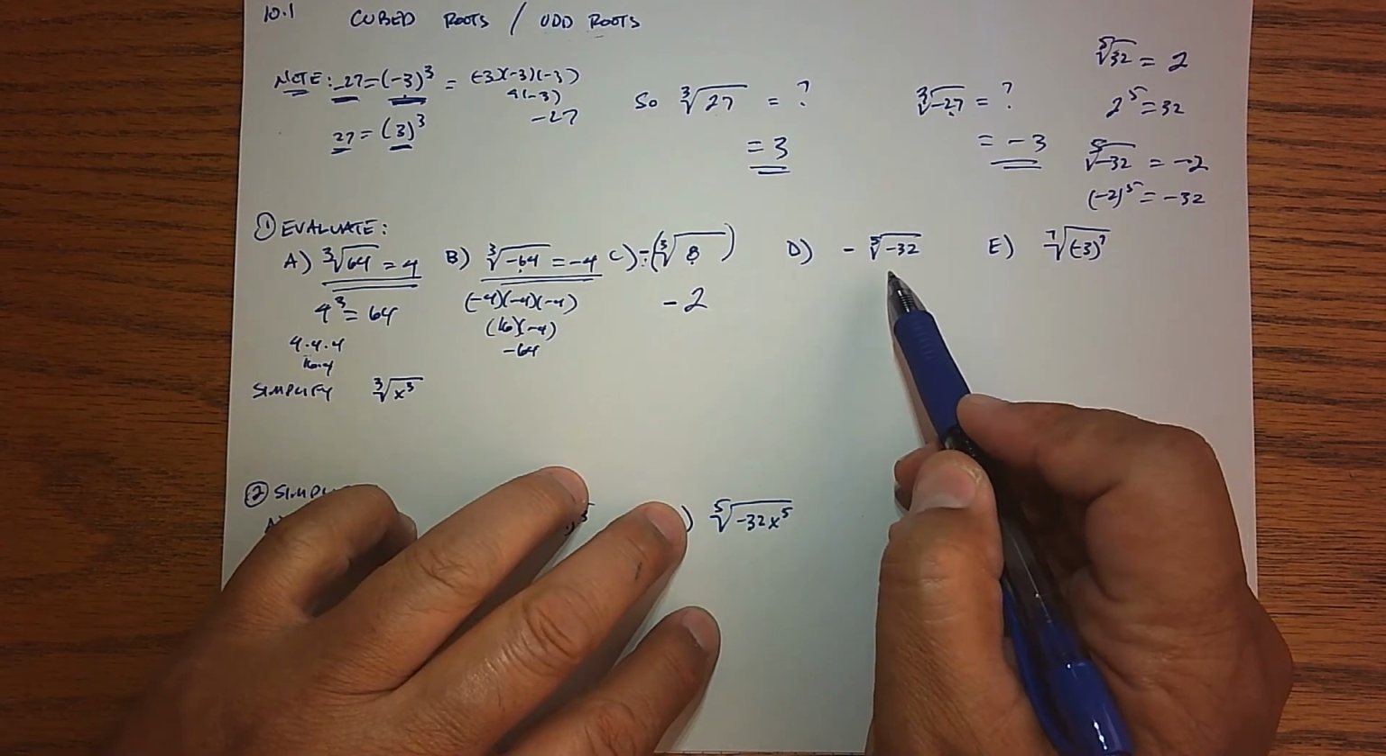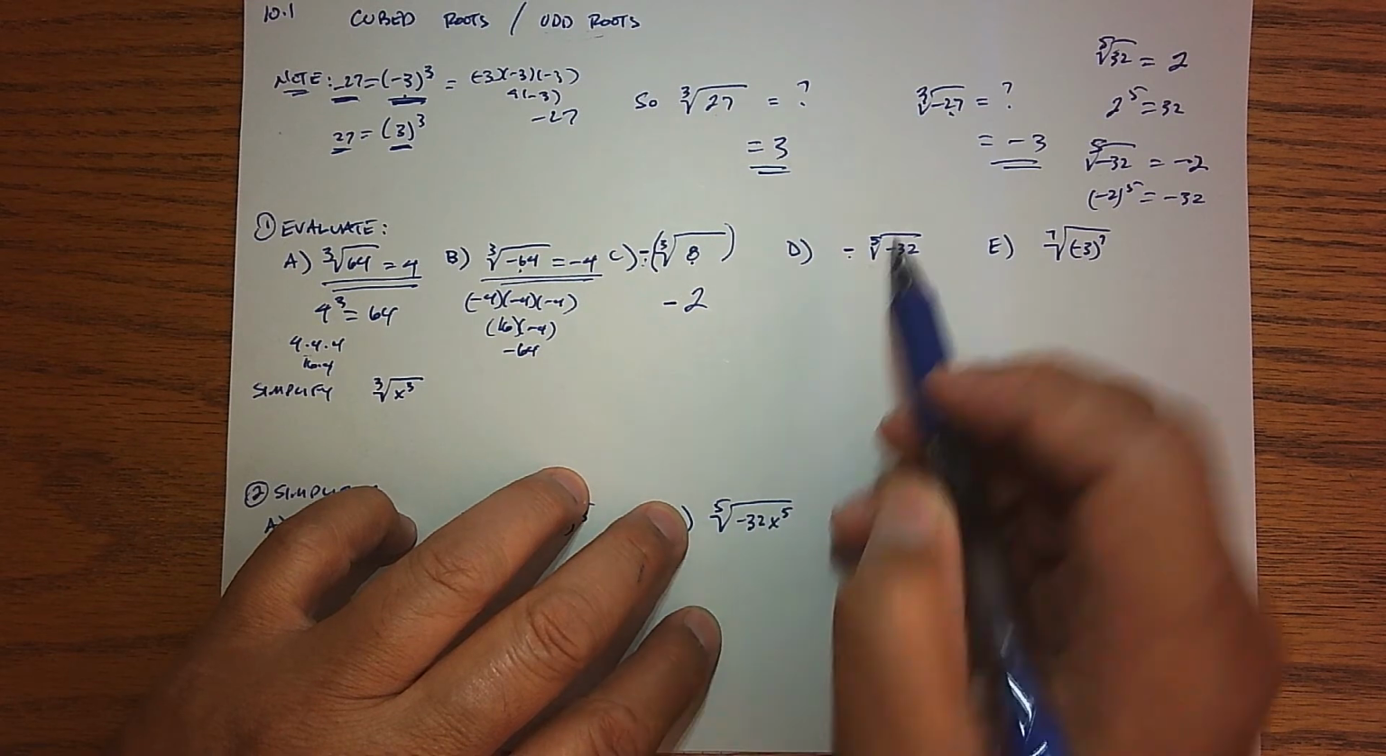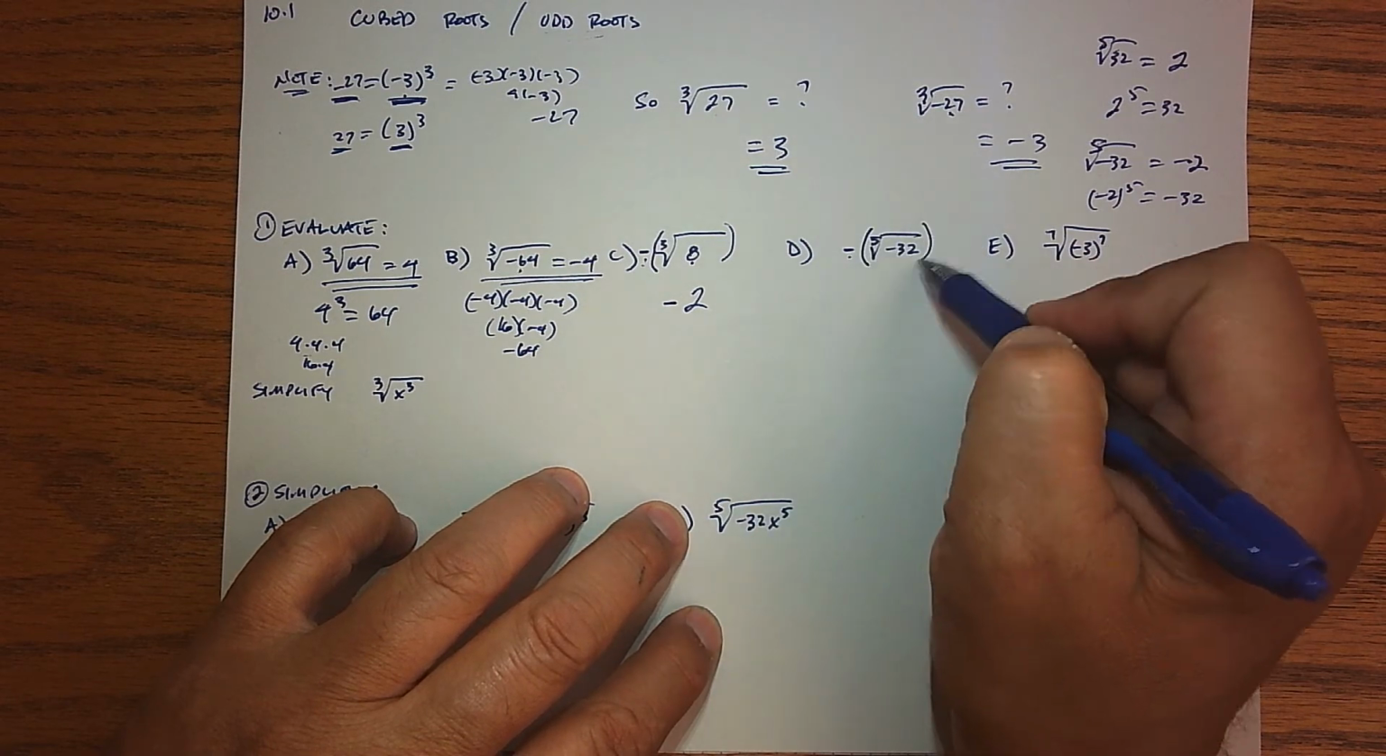Trying to get a little harder on you guys. If I had a negative of the fifth root of negative 32, well, again, think of this as the multiplication that it is.